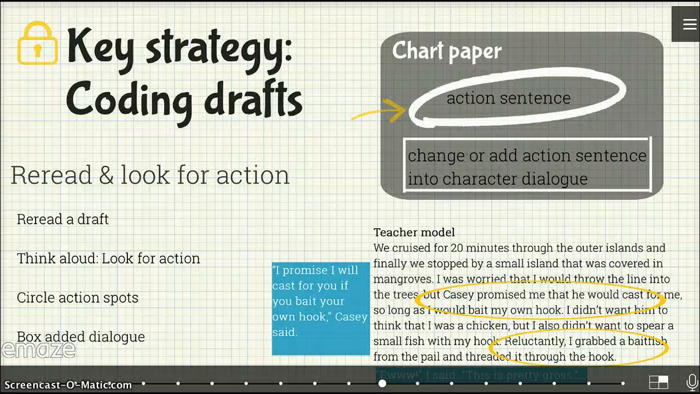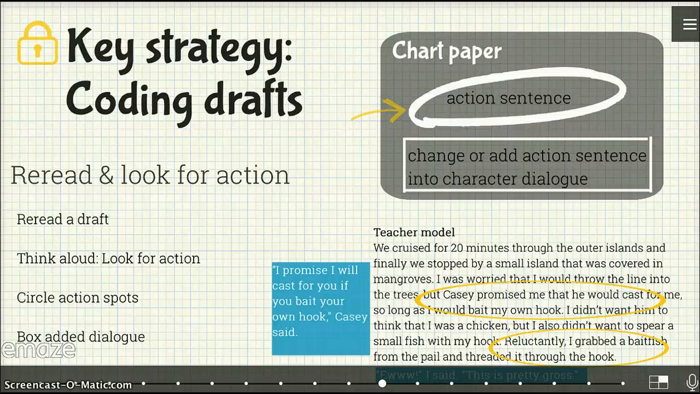And so what we saw that teacher just do is how to model adding in dialogue based on what the character might say. So in that example, it was the principal. Another way to get students to add dialogue into the writing is to actually code their existing drafts. And what I mean is that with the student, reread the draft and look for spots of action and circle spots in the draft where there's really good action. And then think about, well, how can we add dialogue? What would the character say with that action?